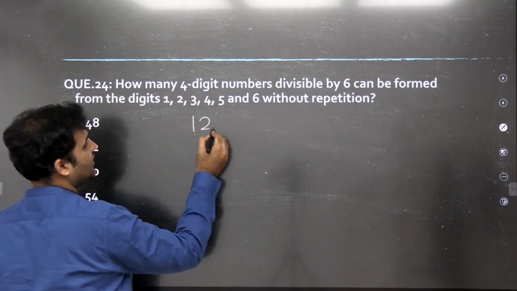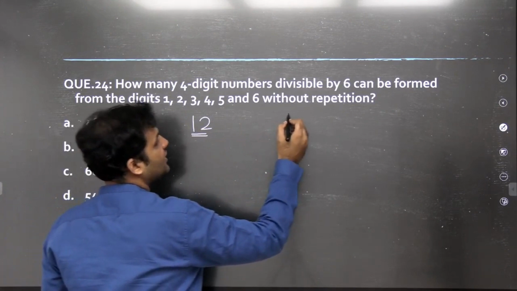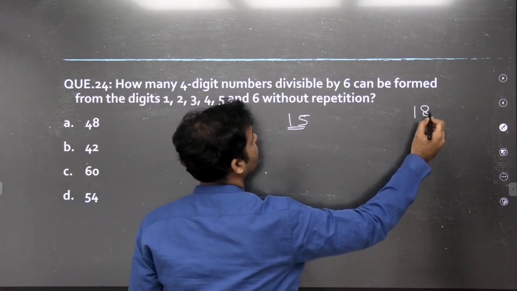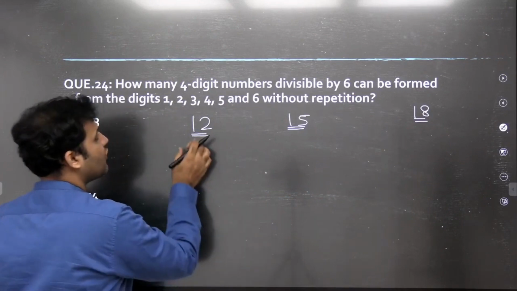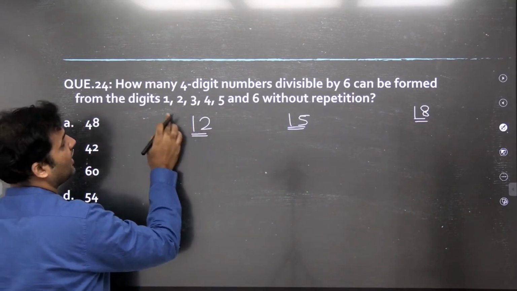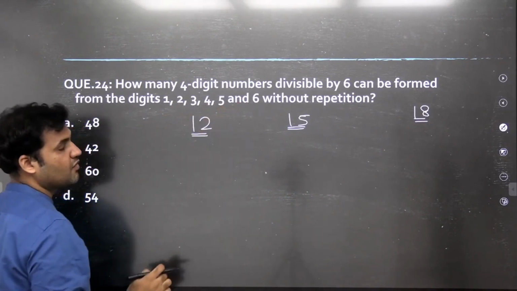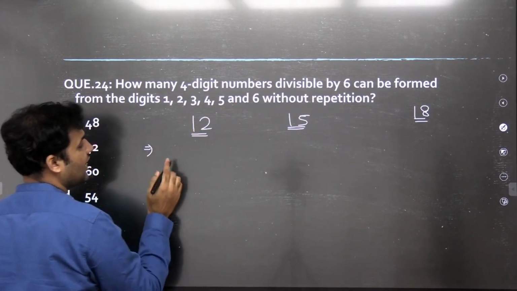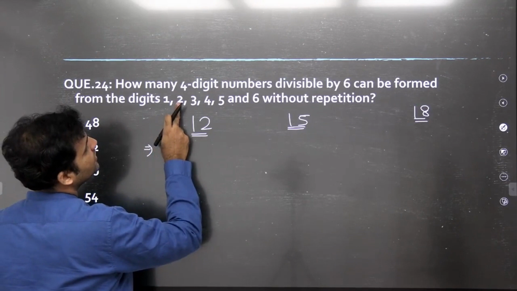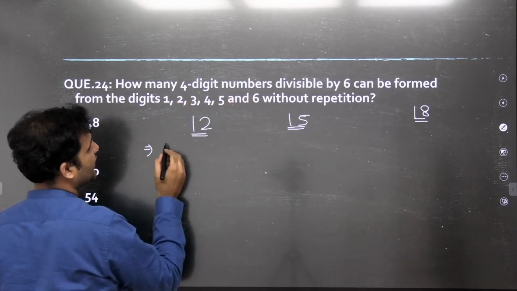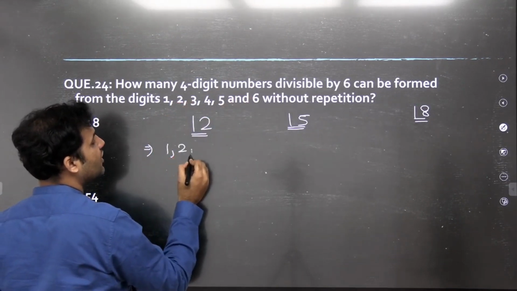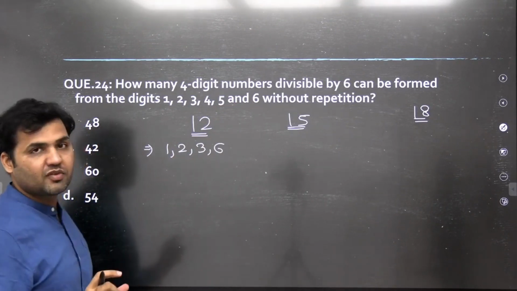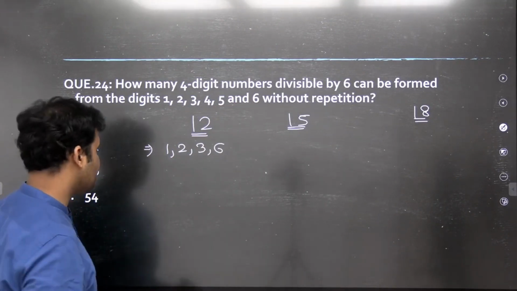So we have seen the sums we are supposed to make: 12, 15 and 18. See this, guys. If I want to make the sum 12 out of 1, 2, 3, 4, 5, 6, what are the possible numbers? To get the sum as 12, I can use the digits 1 plus 2, 3, 3 plus 3, 6, 6 plus 6, 12. If I make any 4-digit number with 1, 2, 3, 6, the sum of the digits will be 12 and that number will be divisible by 3.